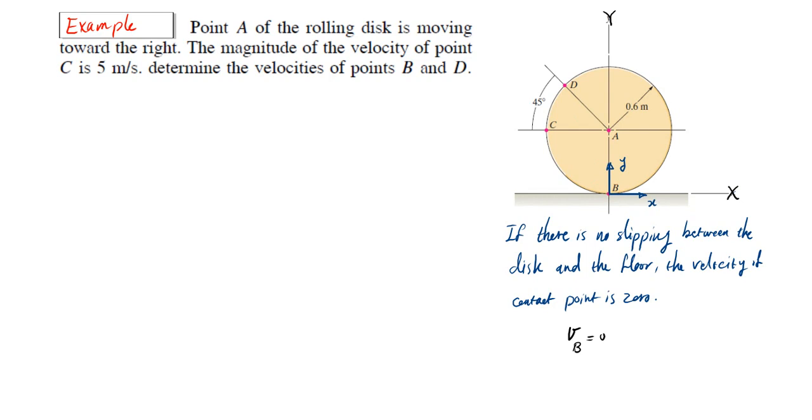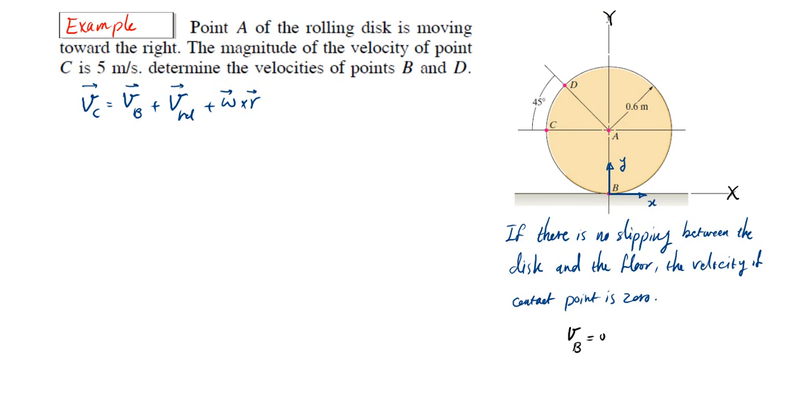Now let's write the equations. The equation for velocity. I have VC, I'm studying the point I have information about, is equal to VB plus V relative plus omega cross R.